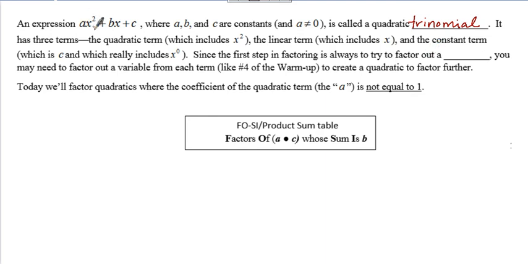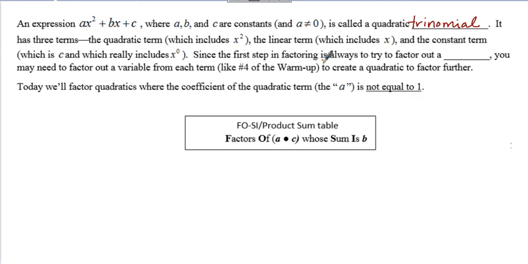The first term is called the quadratic term. That's the one with the x squared. The second term is the linear term. That's just the x. And the third is the constant, and if you would like to think about it this way, the constant is being multiplied by x to the 0 power, which of course is just 1, right?